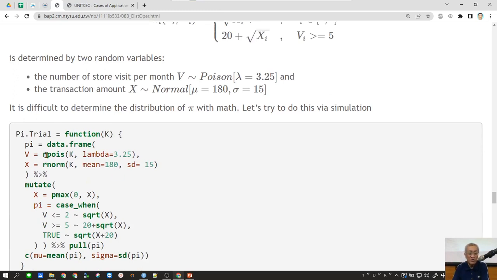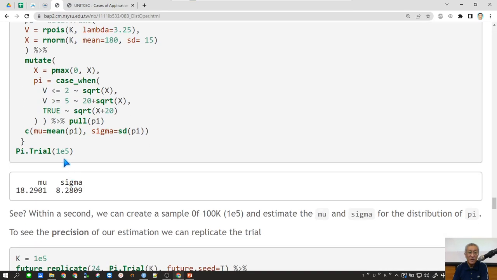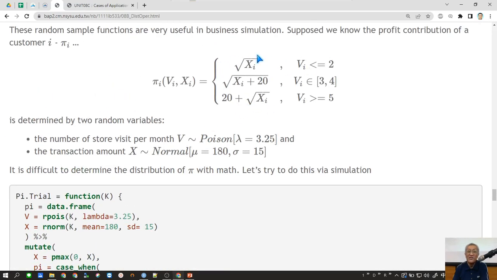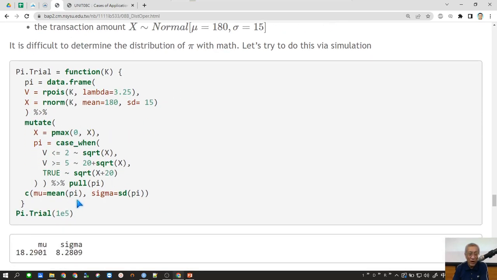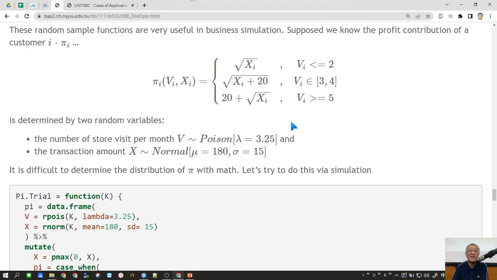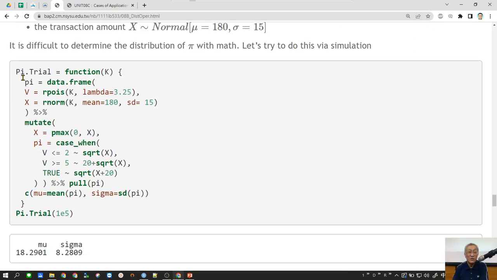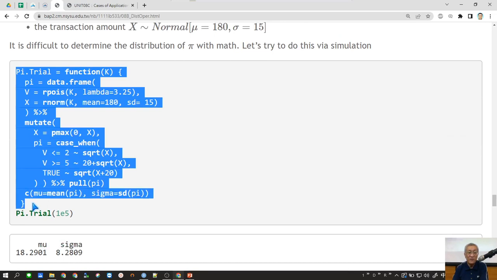You can use random draws, and you can randomly draw V k times. You can write a function called pi trial, which runs the trial for pi k times. So you do a random draw, and here it is just to realize this mathematical formulation. You can write a program to calculate this value.